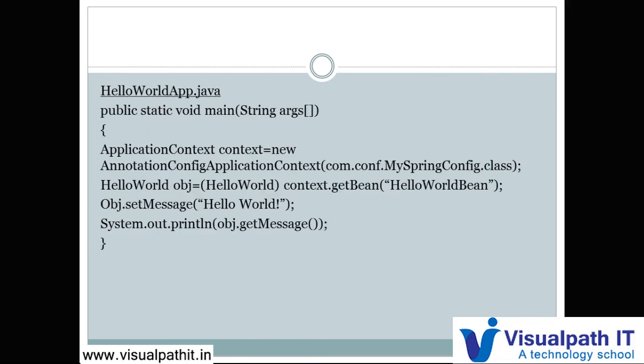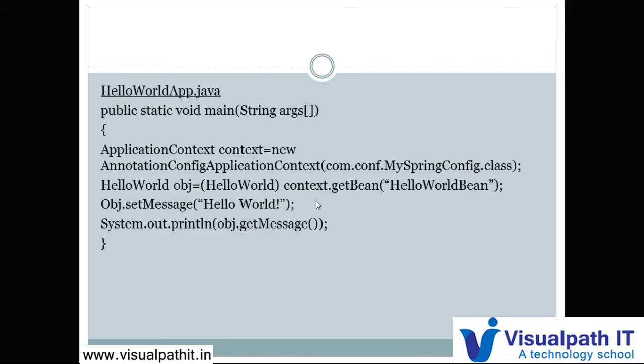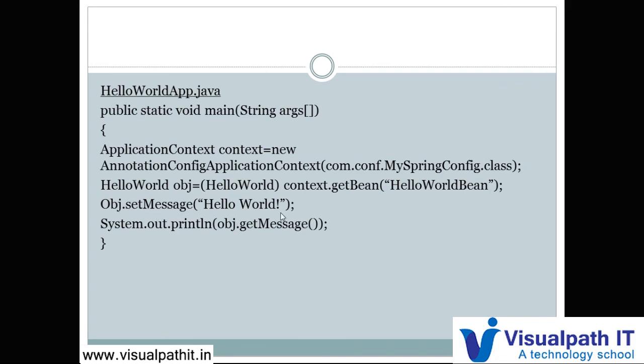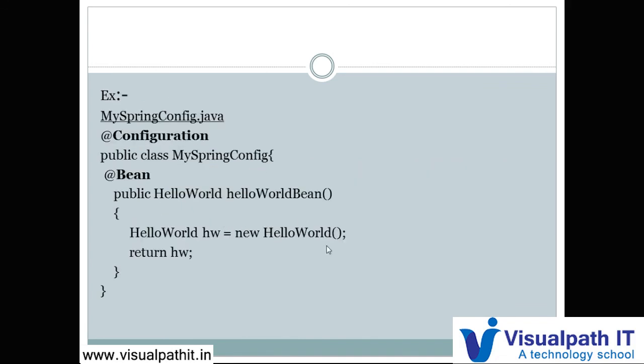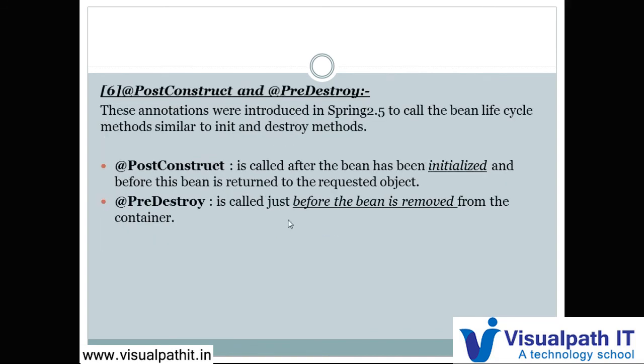Then this is the HelloWorldApp.java, which has the main method, in which we define the application context and application config. See, this is the class file MySpringConfig, which has the @Configuration annotation, and context.getBean always retrieves that particular bean ID, the HelloWorld bean, and the message displayed will be Hello World. So basically the configuration will have as many beans as required.